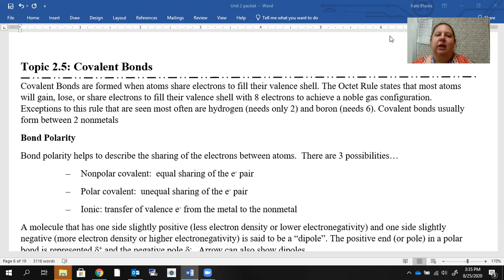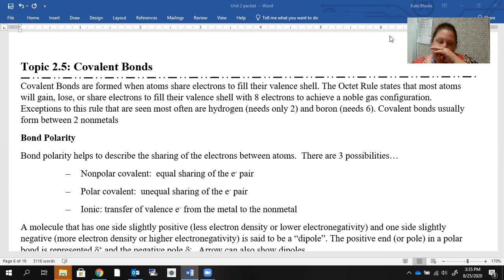Most atoms are going to gain, lose, or share electrons to be able to have those 8 valence electrons, whether they lose electrons from their largest energy level to go down in energy level, or whether they fill up their largest energy level to get those 8. A couple of exceptions to this rule: hydrogen only needs 2 valence electrons, and boron only needs 6 valence electrons. Those are the 2 that we're normally going to talk about. Covalent bonding happens between 2 non-metals. For our purposes, hydrogen can count as a non-metal.